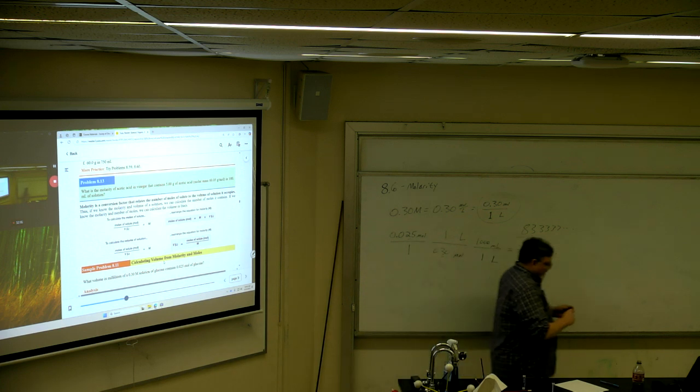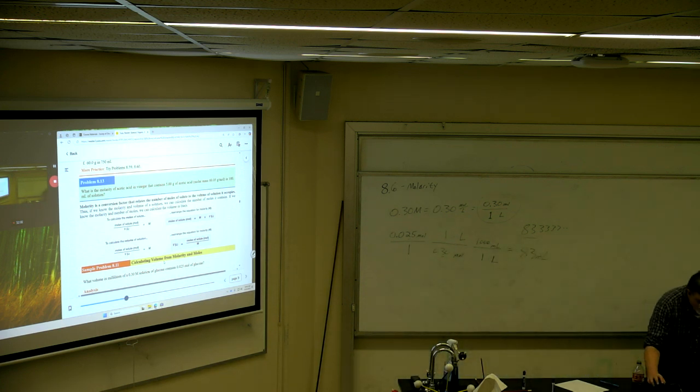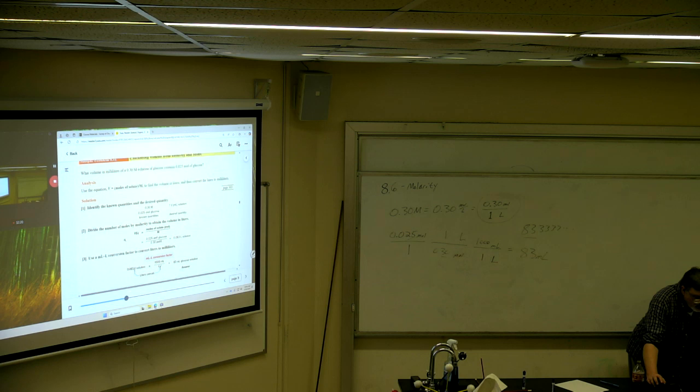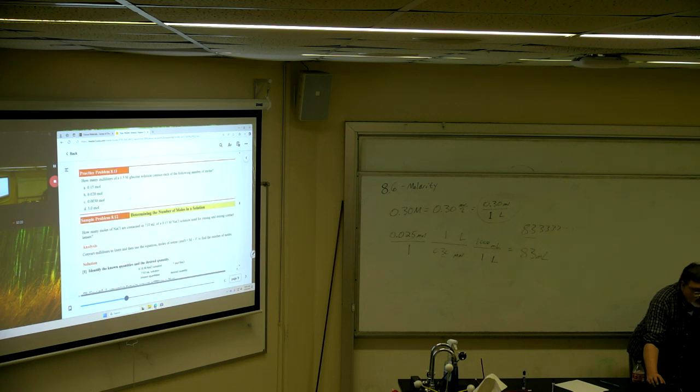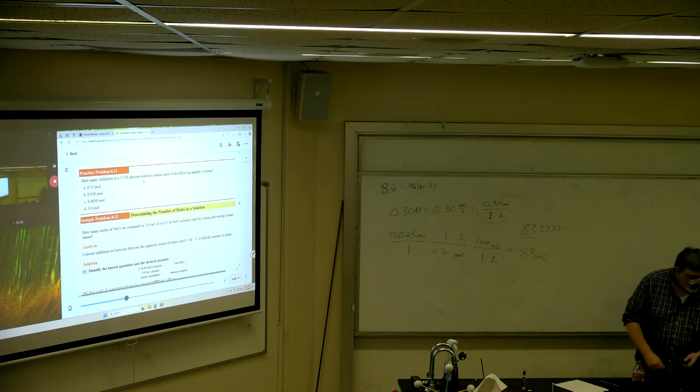Reviewing molarity. They gave us the grams per mole of glucose earlier, 180.2. You would need that to solve this one. Practice problem 8.11. How many milliliters of a 1.5 molar glucose solution?